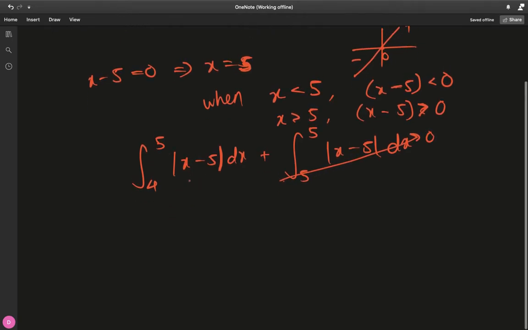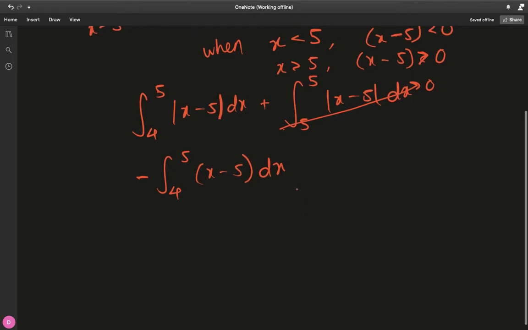So absolute value of something that is negative, we can lose the absolute value if we write a negative associated with it. Negative integral from 4 to 5 of x minus 5 dx. See, we lost the absolute value, but we took a negative to compensate for the negative area we'll be getting, because originally we had an absolute value, and absolute value doesn't tolerate any negatives. So this negative and then this negative will make a positive, you'll see.